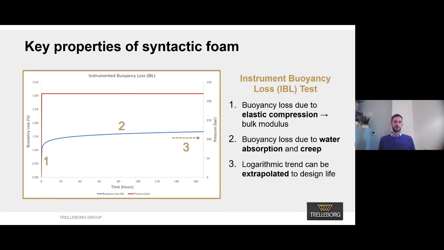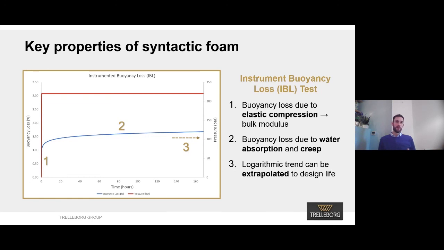Portion 2 is the long-term buoyancy loss of the sample. This is made up of two properties, the water absorption and the creep. As the sample is subjected to constant pressure, water finds its way into the materials and increases the weight of the sample. This reduces the buoyancy over time. Likewise, all polymer materials creep under load, and as the sample is again subjected to long-term load, it will slowly contract in size, and again the buoyancy will reduce.